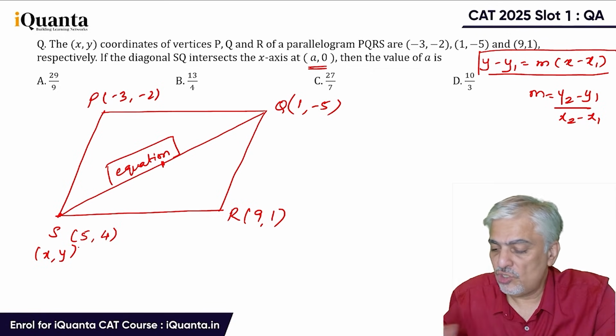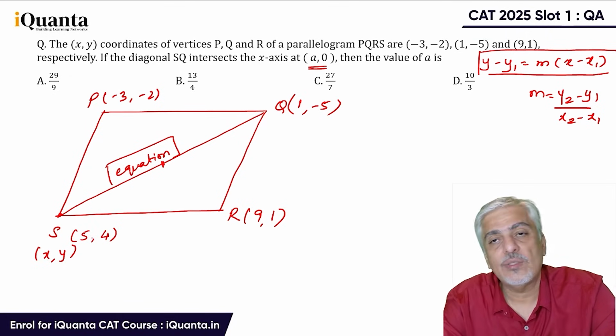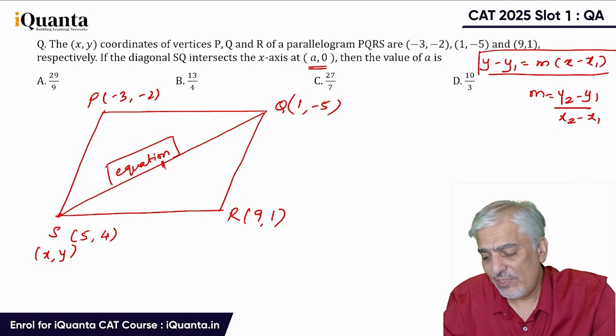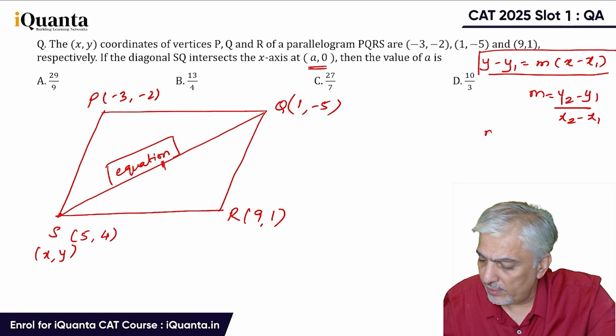Okay. Let's just check that. 5 plus 1 is 6. This is also 6. 1 minus 2 is minus 1. Minus 5 plus 4 is also minus 1. So perfect. So S we got. As I said, we could have found the midpoint also, but it doesn't make any difference. Let's finish the slope over here.